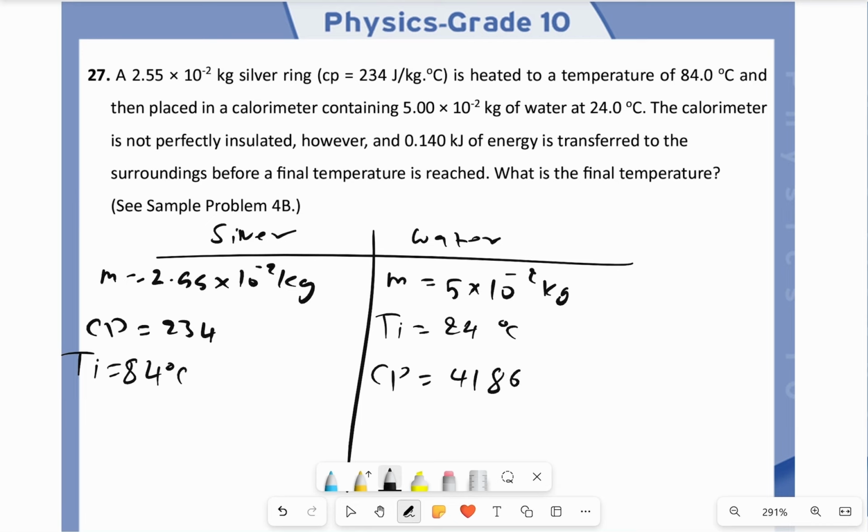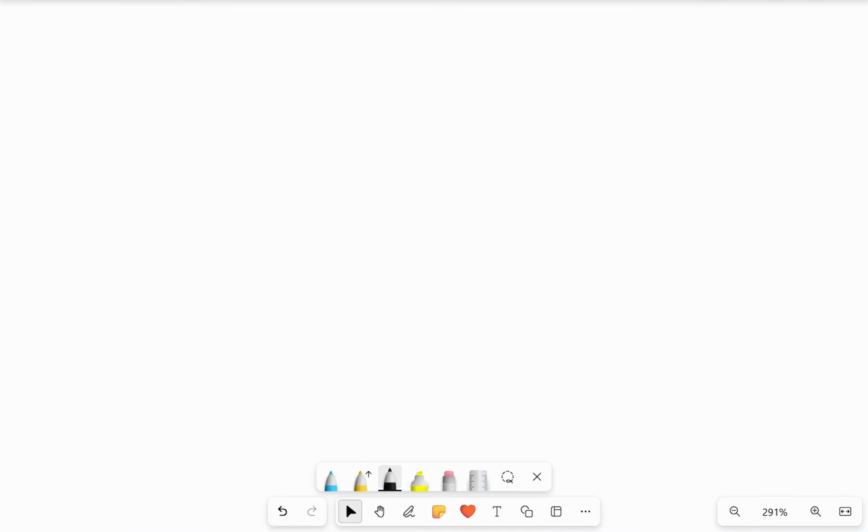And then something important we have here. It says 0.14 kilojoule of energy is transferred to the surrounding. This is really important. We have to calculate this one too. It says find the final temperature. What is the final temperature? Let's solve this one. It's pretty easy.